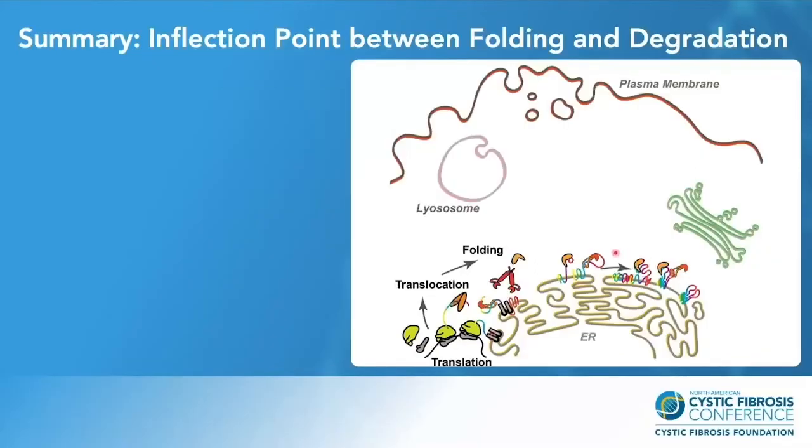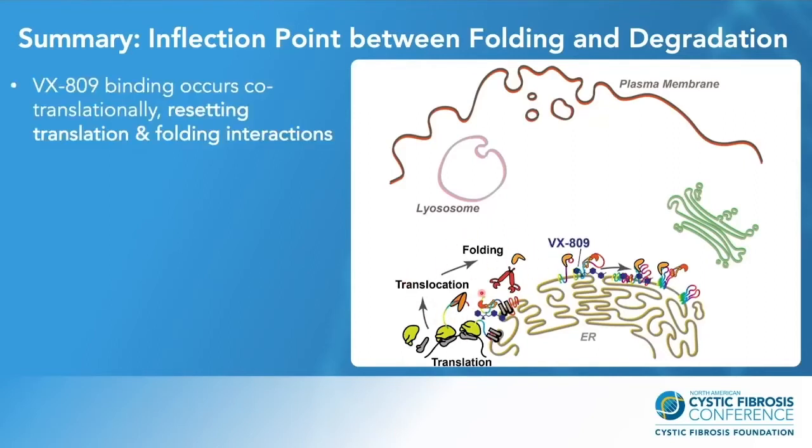So let me now summarize our findings so far briefly. We saw that early proteostasis interactions with translation and folding machinery are being reset with VX809, which is consistent with the corrector binding co-translationally to CFTR, so very early on. The only exception here is G85E, which is entirely unresponsive to the corrector.